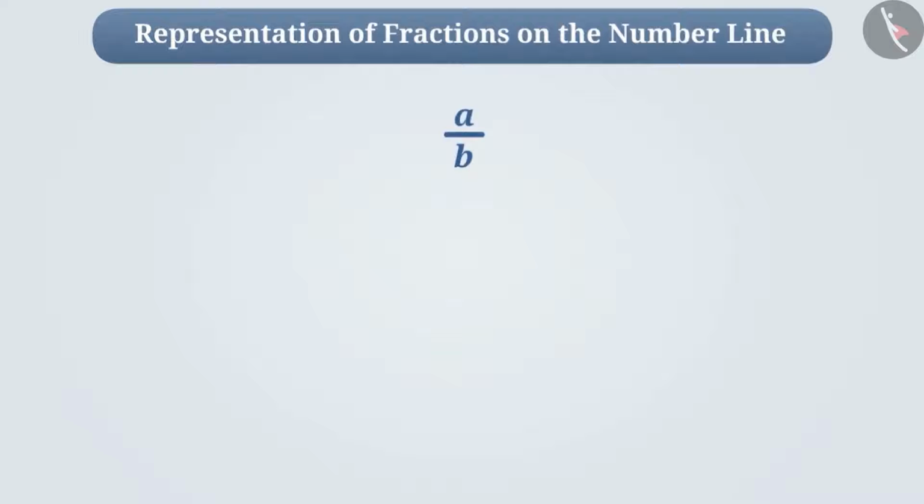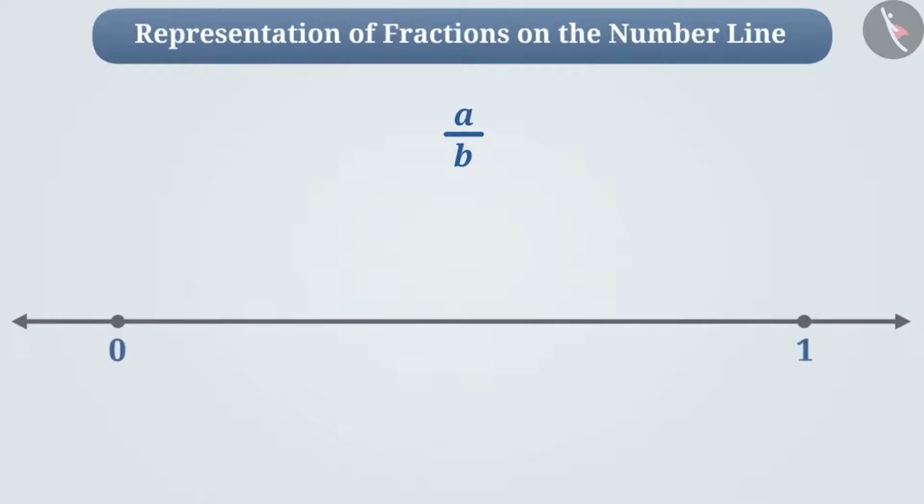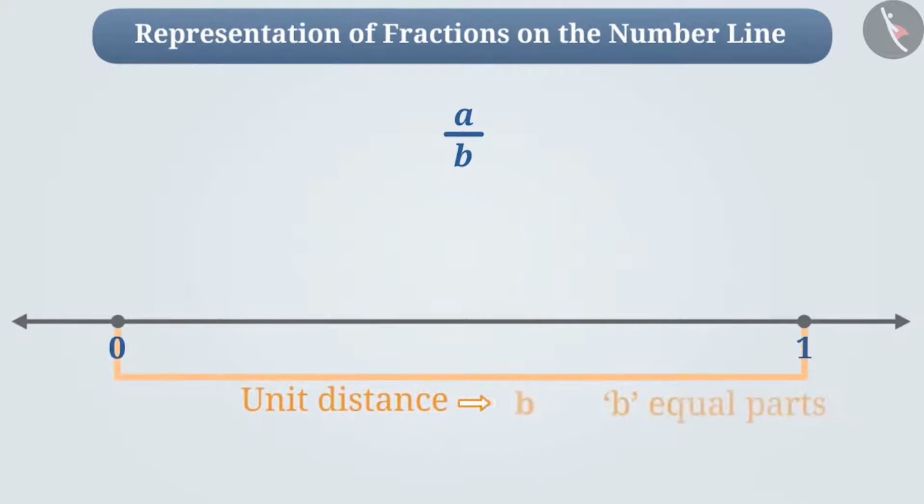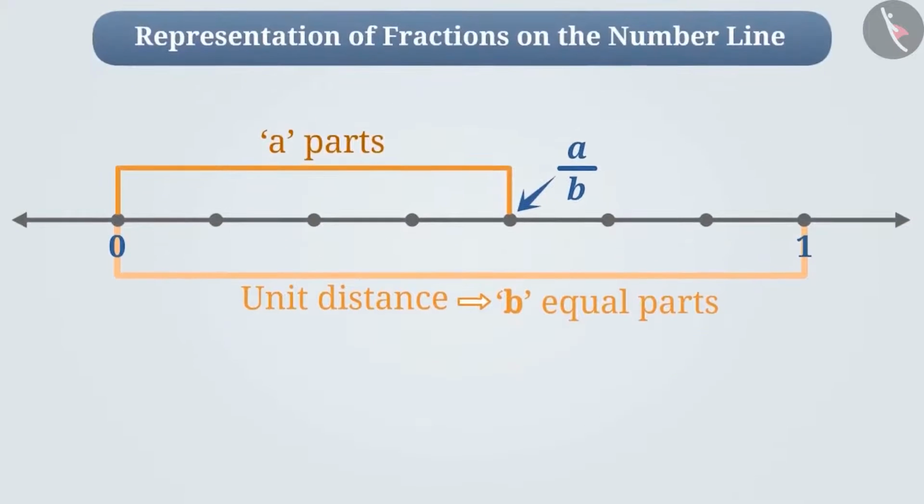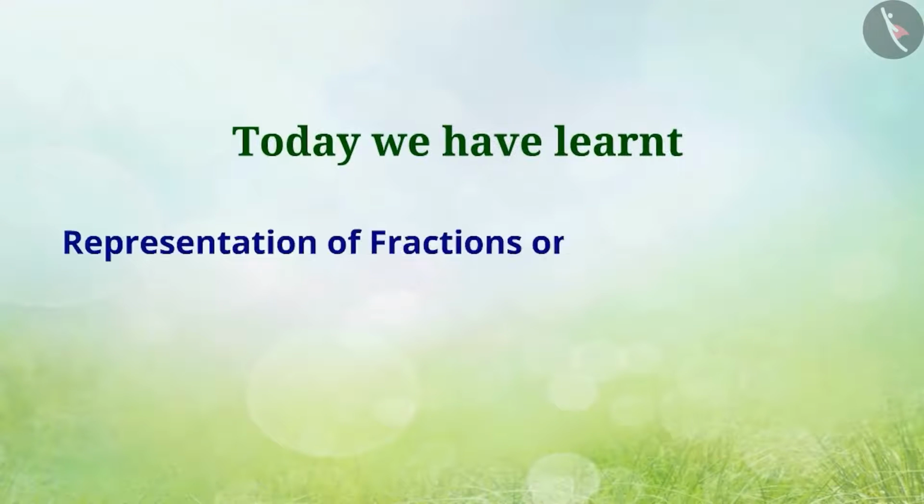In short, to represent any fraction a by b on the number line, first, we will divide unit distance into b equal parts and then count a number of parts from 0 and represent the fraction a by b. Today, we have learned representation of fractions on the number line. In the next video, we will see some examples on the representation of fractions on the number line.